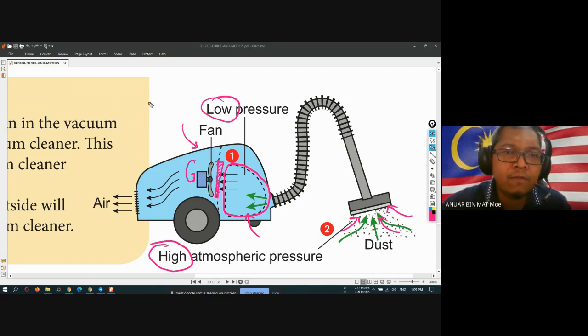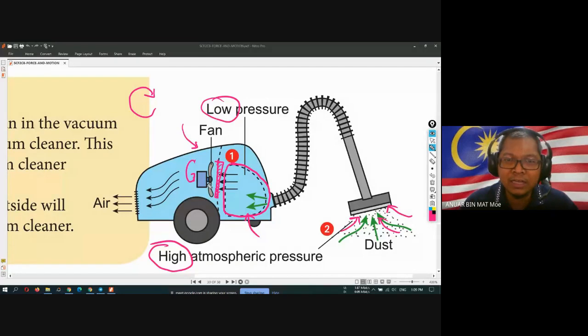If the fan rotates in the opposite direction, what happens, do you think, class? Maybe there is a short circuit, or maybe the vacuum cleaner has some problem. The fan rotates in the opposite direction. What happens, do you think? Will it become a vacuum cleaner or a blower? Blower. Yes, it will become a blower.